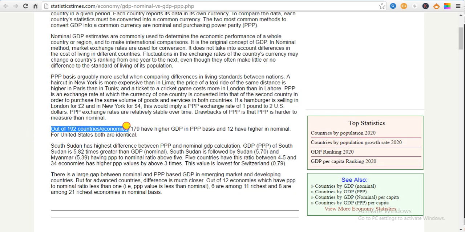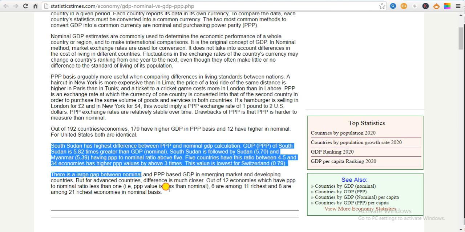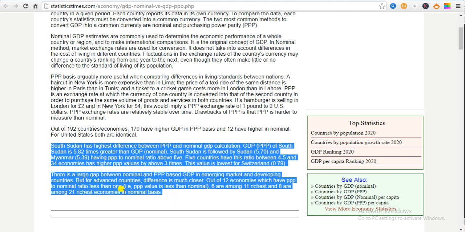So out of 192 economies, 179 have higher GDP PPP bases and 12 are higher in nominal. For the United States, both are identical. Okay, so since the US is being used as the proxy currency in most cases, we see that there's a similarity in the PPP numbers. Okay, so here, let's just wrap this up and then move on to some other stuff.